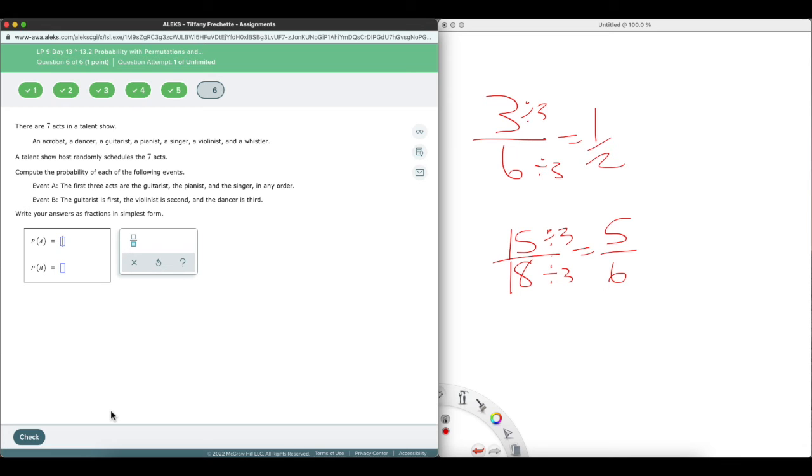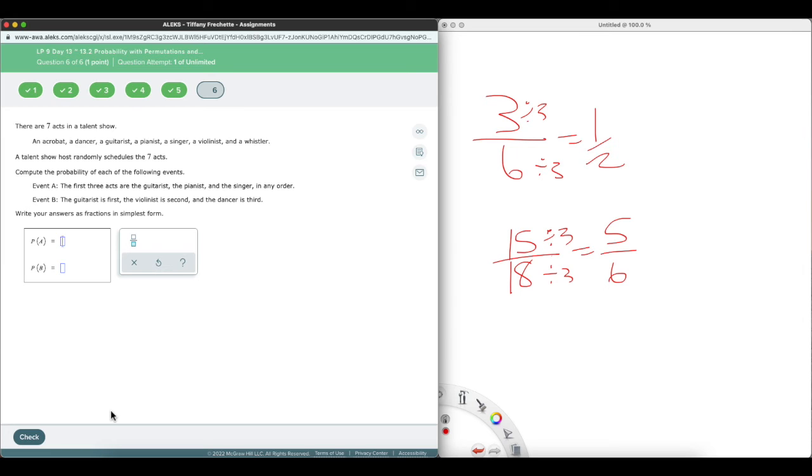So we have, there are 7 acts in a talent show: an acrobat, a dancer, a guitarist, a pianist, a singer, a violinist, and a whistler. A talent show host randomly schedules the 7 acts. Compute the probability of each of the following events. Event A, the first 3 acts are the guitarist, the pianist, and the singer in any order. Event B, the guitarist is first, the violinist is second, and the dancer is third. Write your answers as fractions in simplest form.